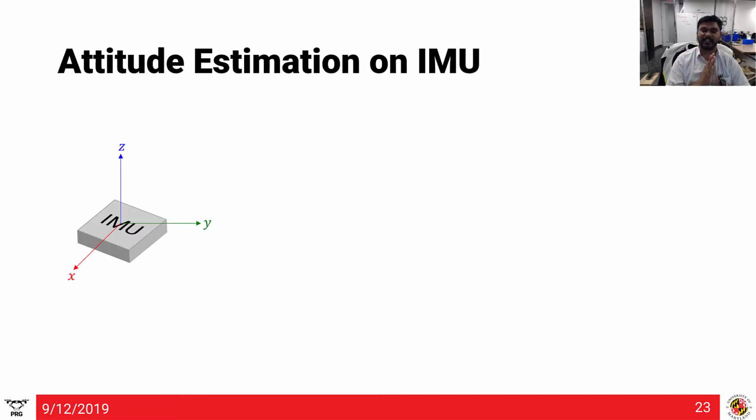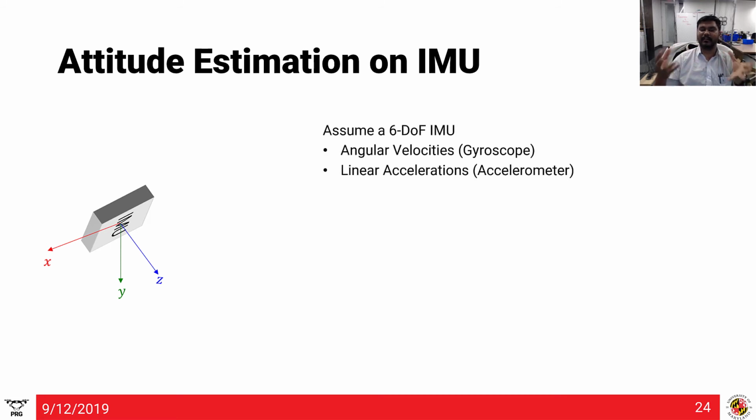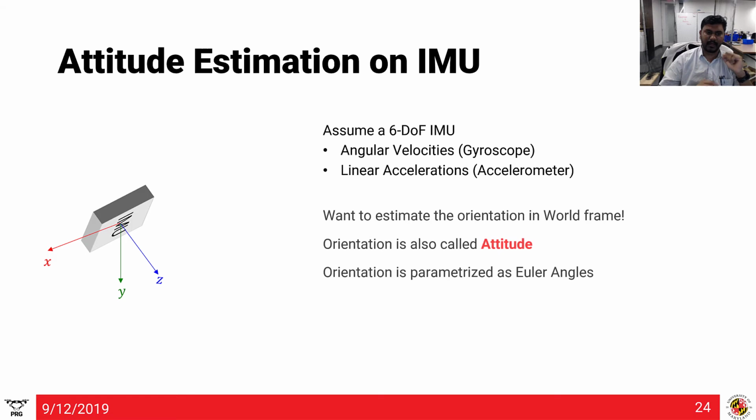So again, let's revisit the attitude estimation on the IMU problem as before. You have an IMU which is rotating in space, and you assume that you have a 6 degree of freedom IMU, which gives us angular velocities. This part is called the gyroscope, and we have linear accelerations. This part is called the accelerometer, right? We want to estimate the orientation in world frame. Orientation is also called attitude. Orientation here is parameterized as ZYX Euler angles, right?